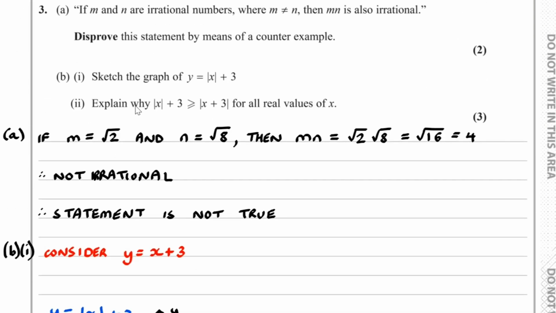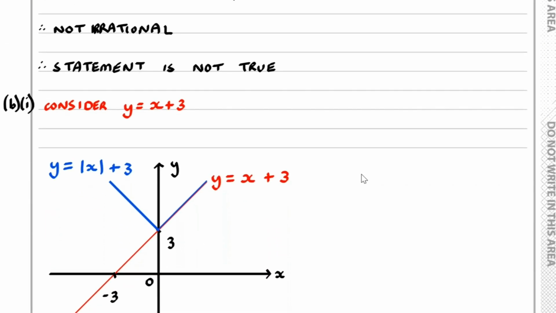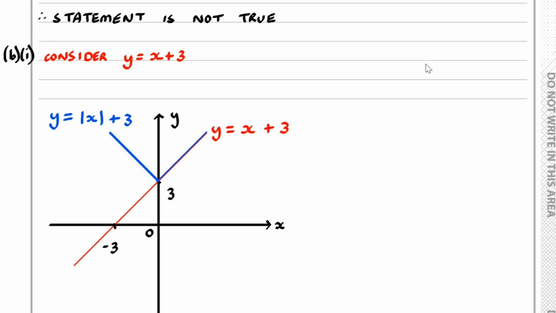And then for the next part we have to explain why the mod of x plus 3 is greater or equal to x plus 3 all modded for all real values of x. Well, to do this problem, let's first of all sketch the graph of y equals x plus 3 all modded. We need to reflect the red graph in the positive x-axis.